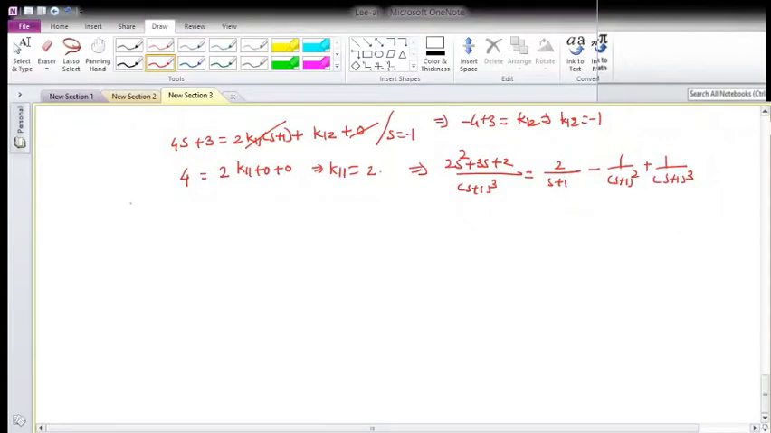Now what if they are complex conjugates? In order to do that, let me have one more. Shall we take one more example?